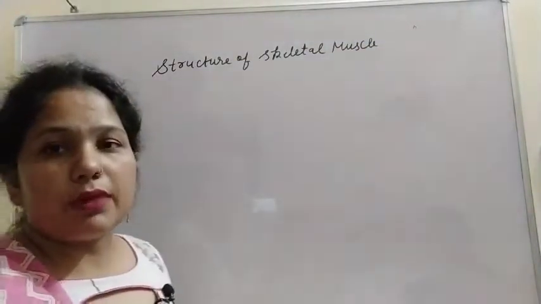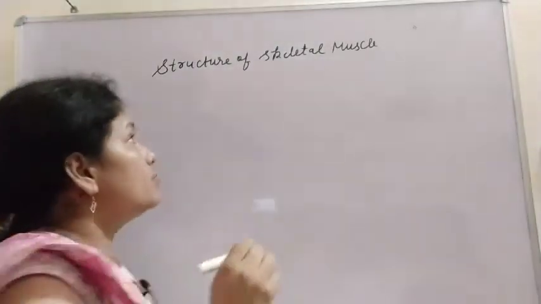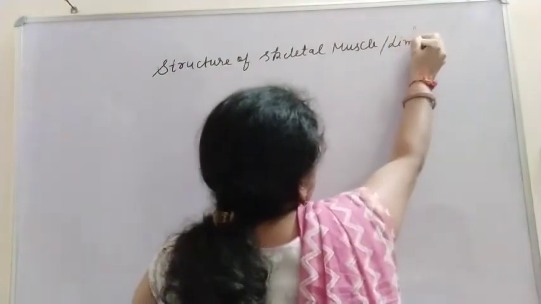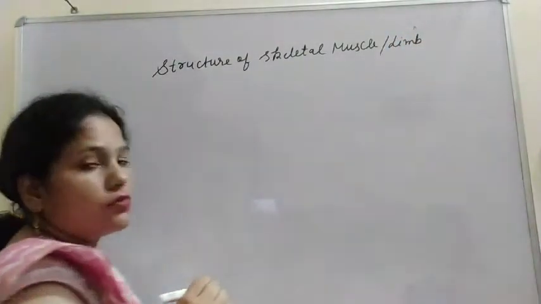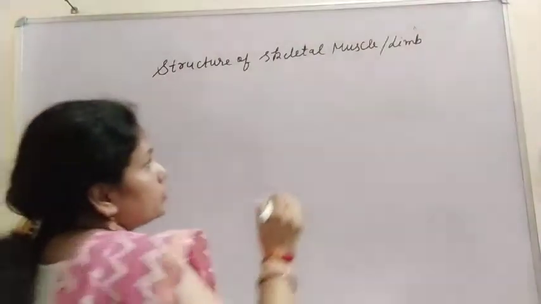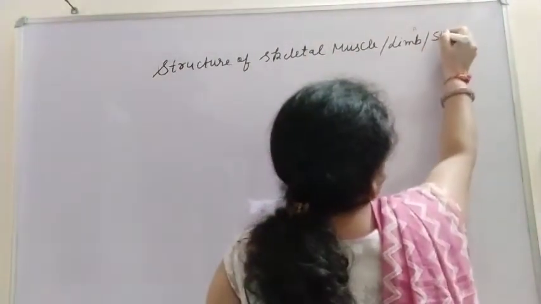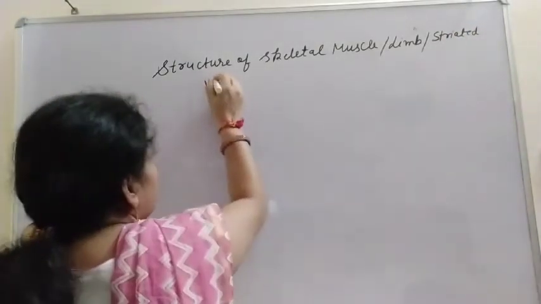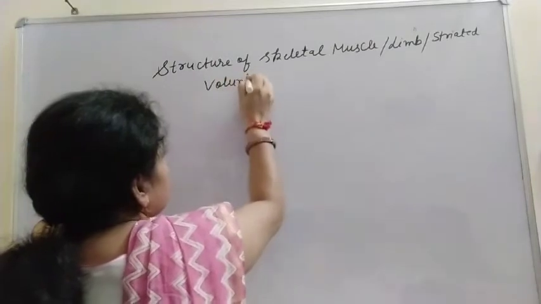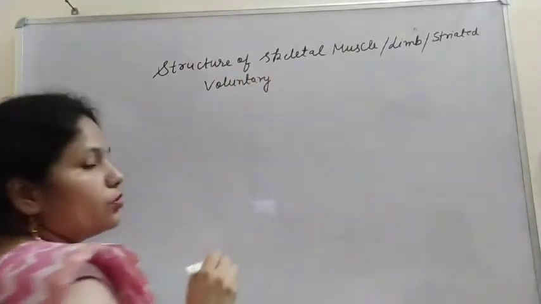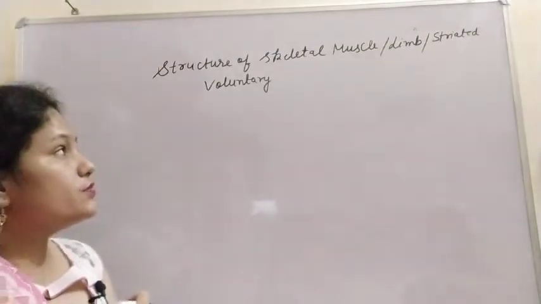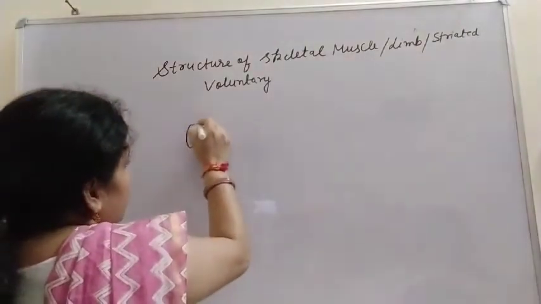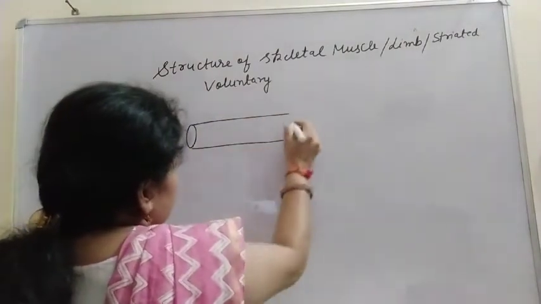As I told you in my last video, the skeletal muscles are also known as limb muscles because these are present in our forelimbs and hind limbs. These are also known as striated muscles, or the voluntary muscles, because they can do the work according to our will. And in these muscles, light bands and dark bands are present, so they are known as striated muscle.